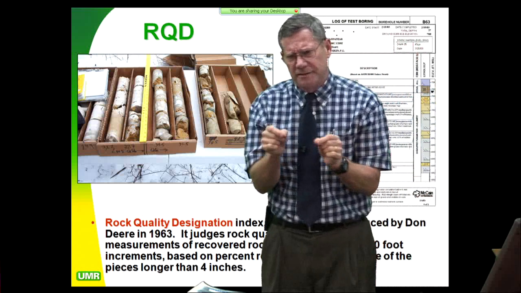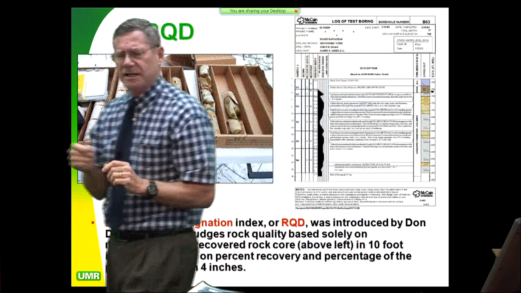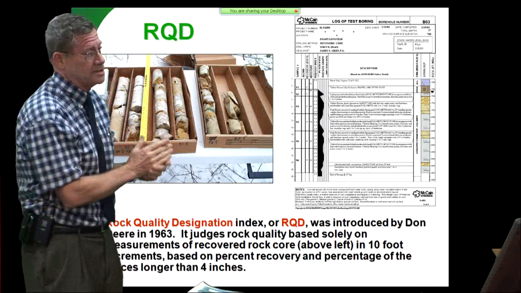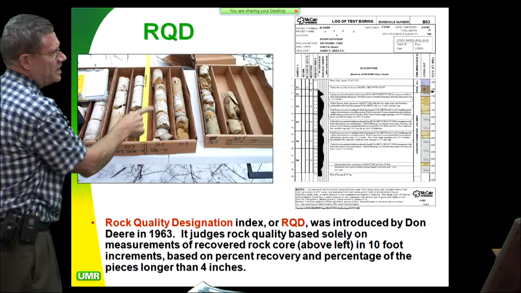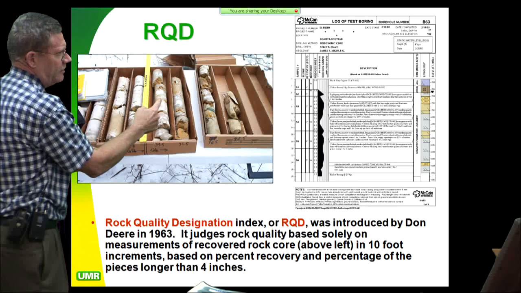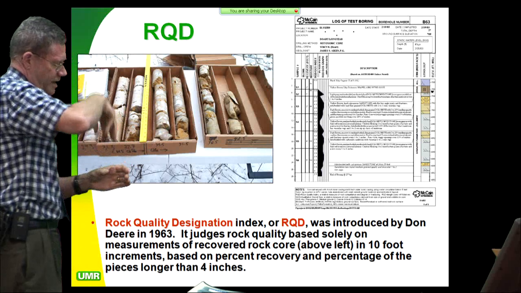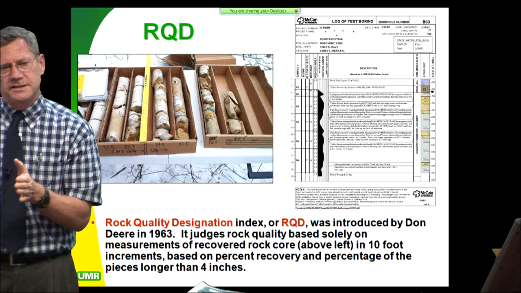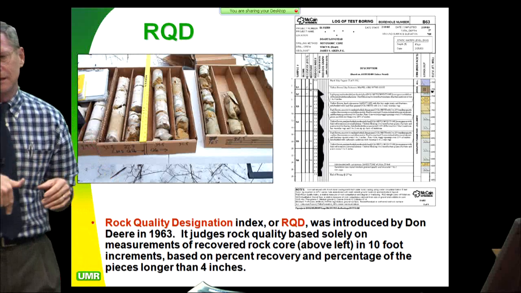Then you start measuring pieces. And the pieces that are under 4 inches long, you discount. Now, you also have pieces, if we look here, where instead of the joints cutting across, the joint's going down the sample. If you're drilling right down where there's a joint, that doesn't count. We're talking about pieces that are transverse to the axis of the core.